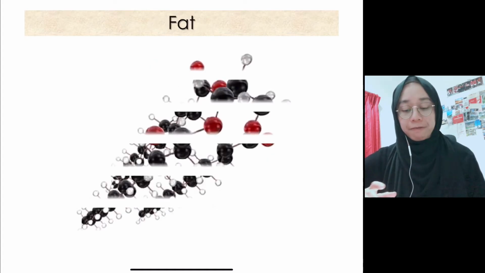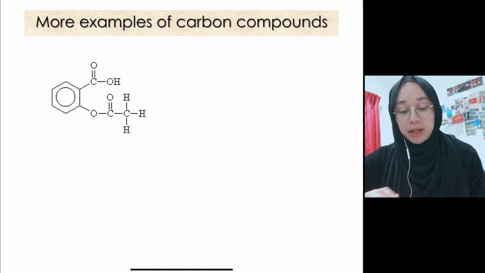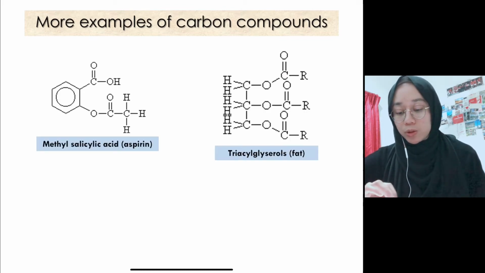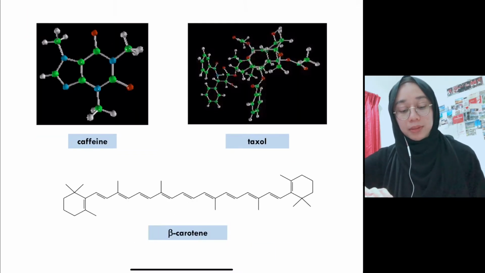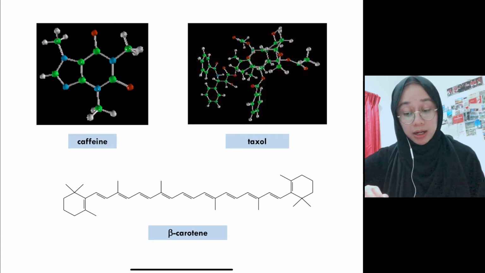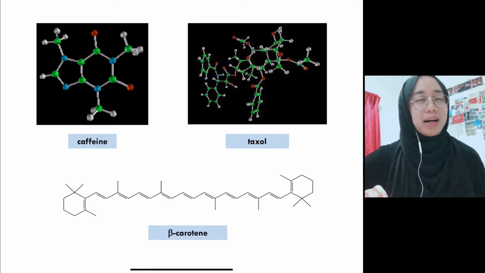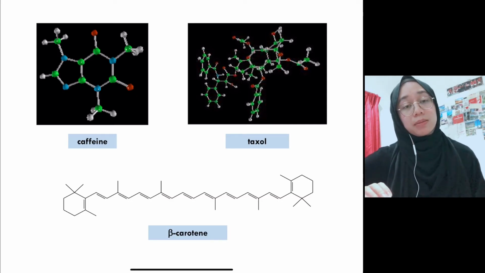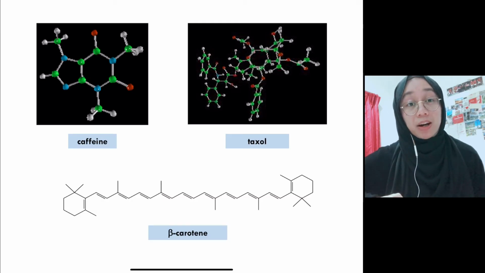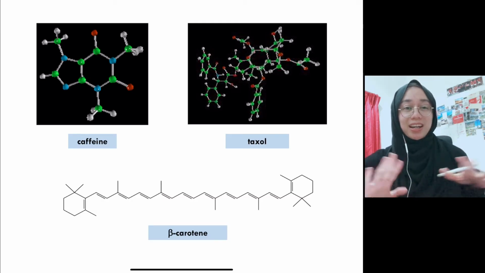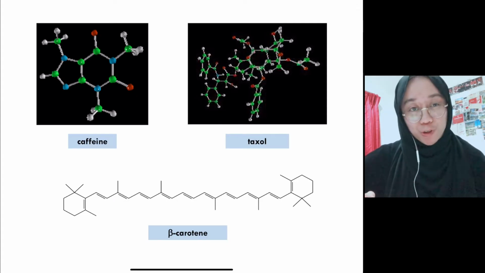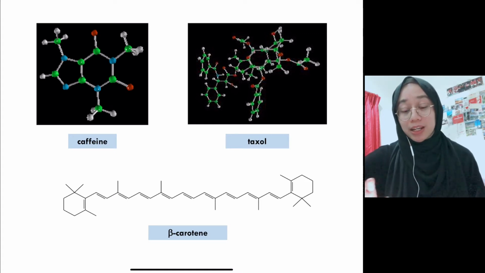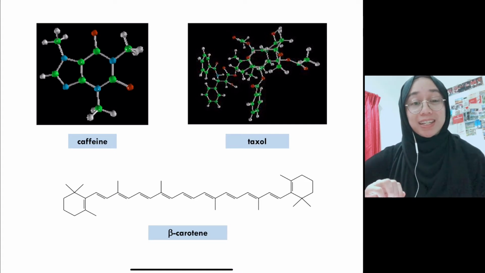Okay, and then we also have fat. And then kita ada example lain, contohnya macam ni tadi aspirin, Miss dah tunjuk dah. And then we also have fat ni tadi, dah tunjuk juga. And then we also have BHT. And then kita ada caffeine yang ada dalam minuman kita, dan banyak benda lain lagi. And then ada taxol, and then kita ada beta carotene. So sebenarnya ada macam-macam yang considered sebagai organic chemistry. Banyaknya yang kompleks kan, as you can see. Semua ni adalah a large organic compound. Perlukah hafal? No, tak perlu. Miss nak tunjuk contoh sahaja. Okay, so ada benda yang kamu kena tahu, tapi this one taklah, ini sebagai contoh saja as an introduction to organic chemistry.